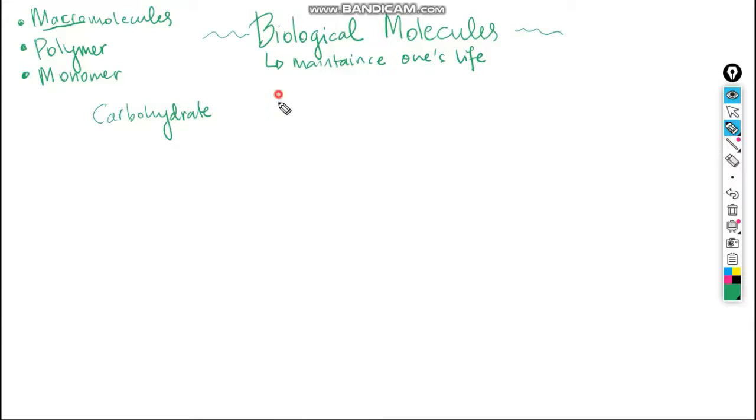What is the second one? It is protein. What is the third one? It is nucleic acid. The last one is lipid. So those are the macromolecules, big molecules compared to other molecules, because they are composed of materials such as carbon, hydrogen, oxygen, nitrogen, and sometimes sulfur, etc.